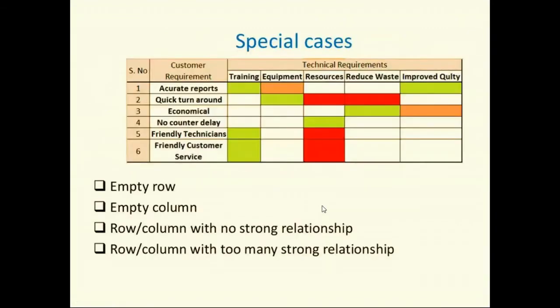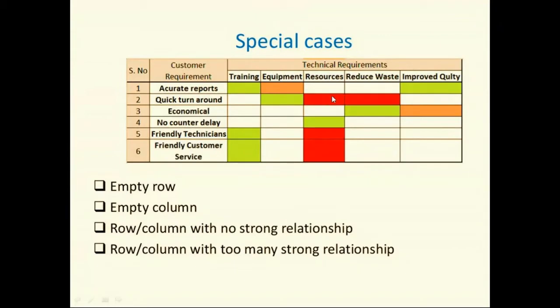So this is a special case, another example. These are the customer needs, for example: accurate reports, quick turnaround, economical. These are the customer requirements that have been noted from the customer. And to obtain these, these are the technical requirements. Accurate reports relating to training is very strong, so they have given a green mark. Accurate reports to equipment is not very strong, so an orange. And when it is weak, it is a red one.